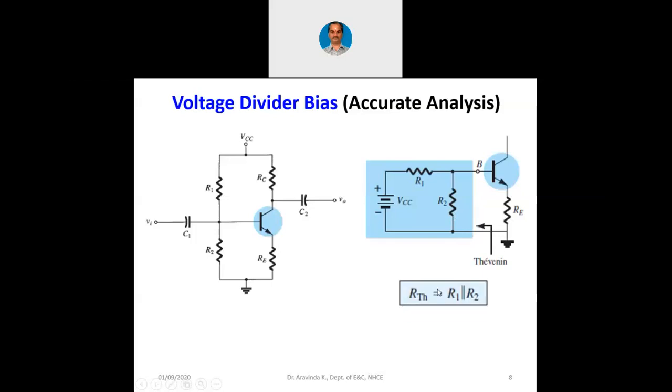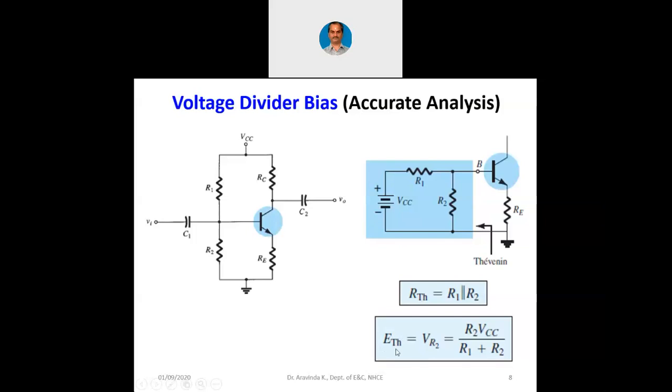So, we can write R Thevenin is R1 parallel with R2. This I had discussed with you earlier. I am just going to revise the same thing. So, here Boylestad calls this equivalent resistance as RTH or R Thevenin, because Thevenin is nothing but the equivalent circuit.